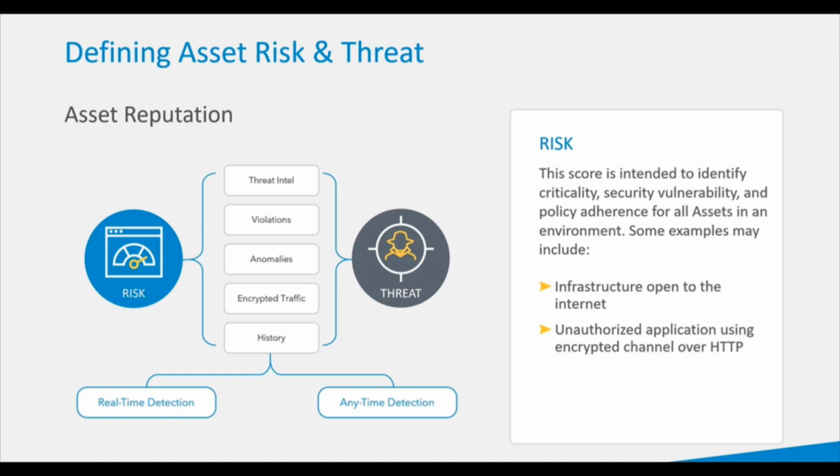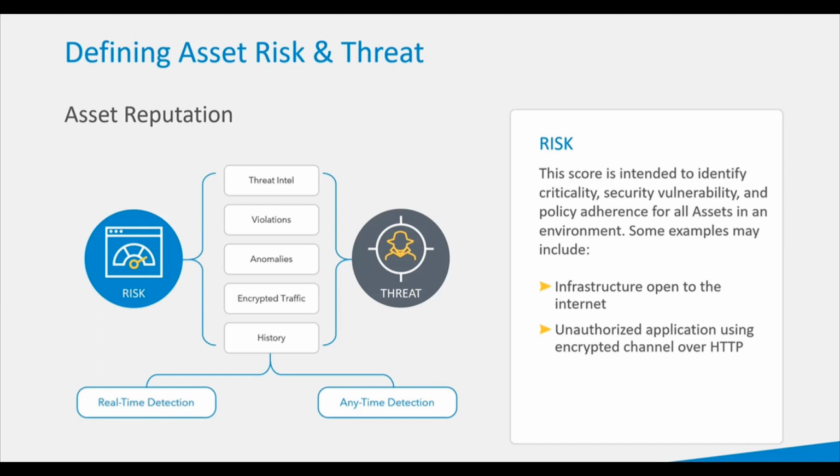Some examples where we calculate risk are having infrastructure open to the internet that shouldn't be open to the internet, or unauthorized application usage that uses, say, an encrypted channel over HTTP. A good example of this may be something like Spotify, where it's not inherently malicious, but it does some weird things that may violate policies.